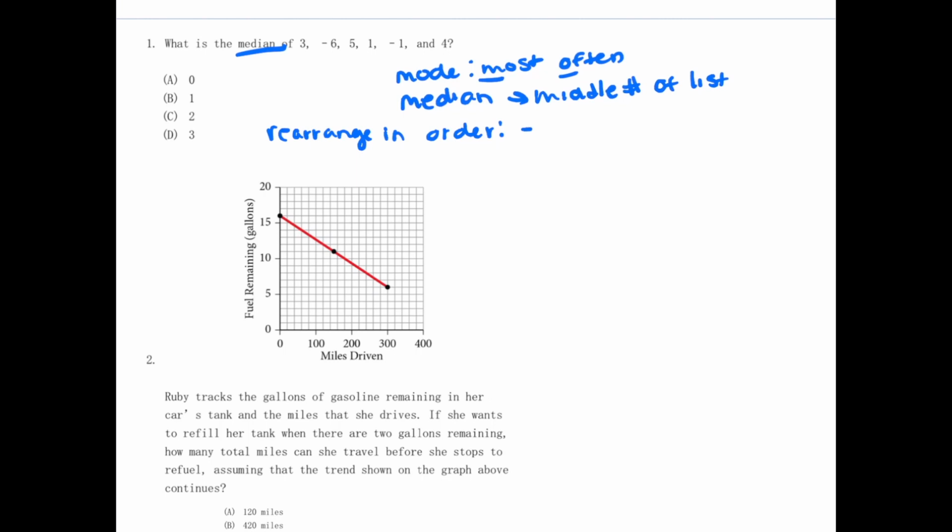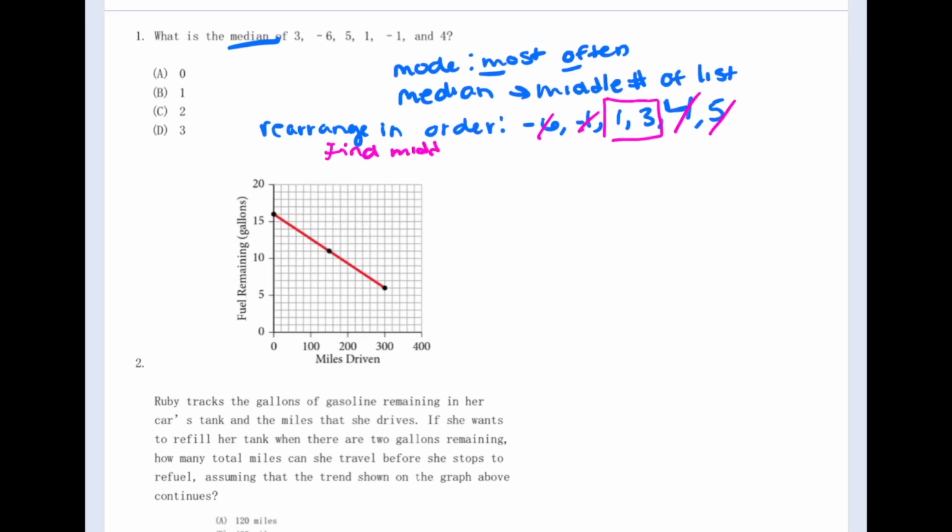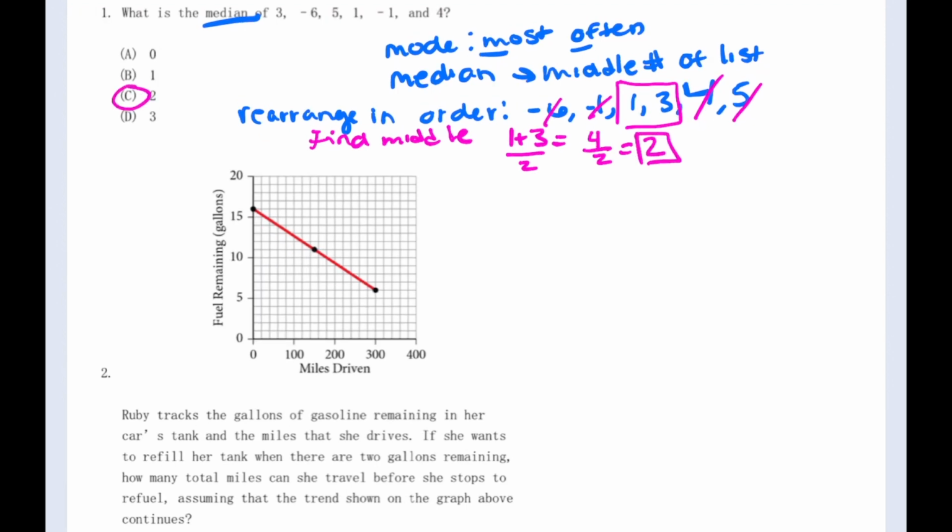But we're being asked to find the median. So this is the middle number. The first thing we want to do is rearrange the numbers in order. And when we say middle number, this means when we cancel out numbers, the one that is left over. Not to get confused with the mean where you add them together and divide. So first we're going to get rid of -6 and the 5. We get rid of 1 and the 4. So now we're left with 1 and 3. And the number that is between 1 and 3 is 2. So the median is going to be 2. So the answer is C.